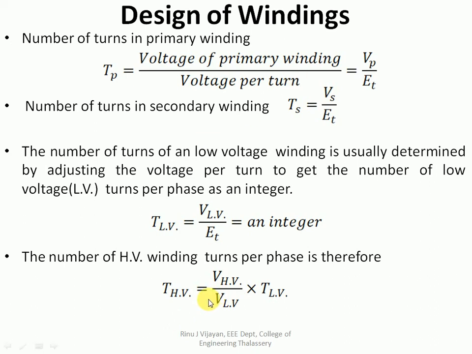This relation you are quite familiar with. You have studied them in your electrical machines first classes. That is E2 by E1 is equal to N2 by N1. There we have represented the number of turns in the secondary as N2 and number of turns in the primary as N1. That same relation is being used here. So T high voltage is equal to, this will be N2. The value of N2 can be easily determined by E2 by E1 or V2 by V1. V2 is actually V high voltage divided by V low voltage into N1. N1 is number of turns in low voltage side.